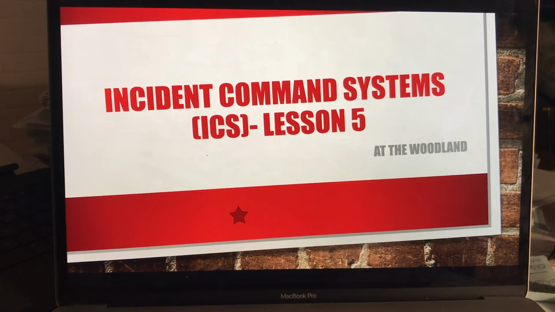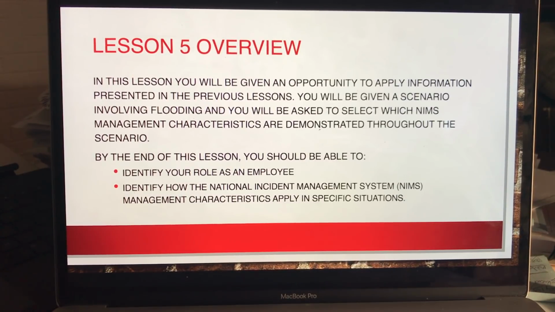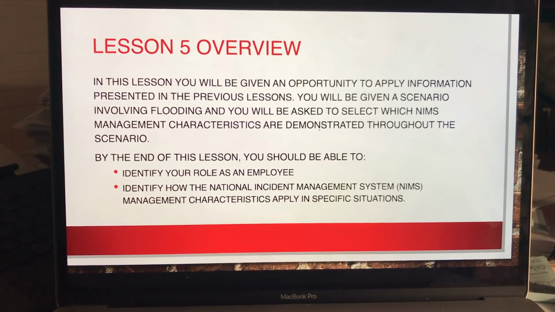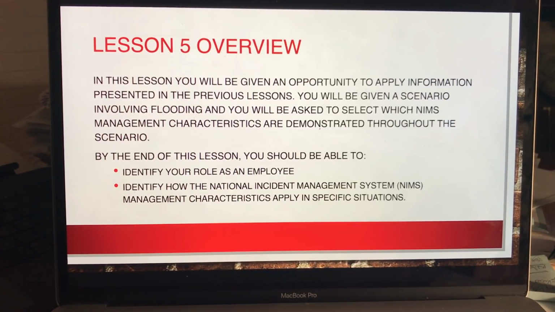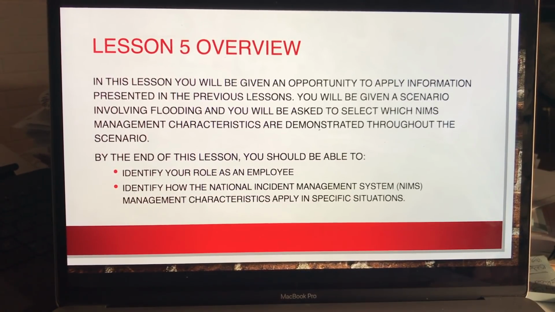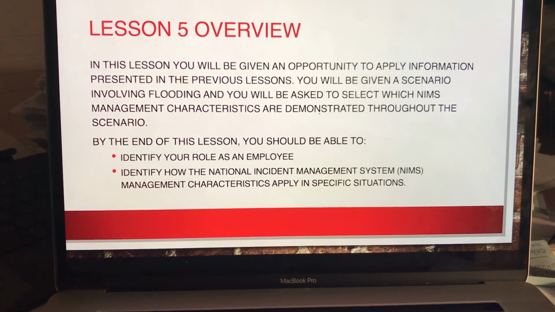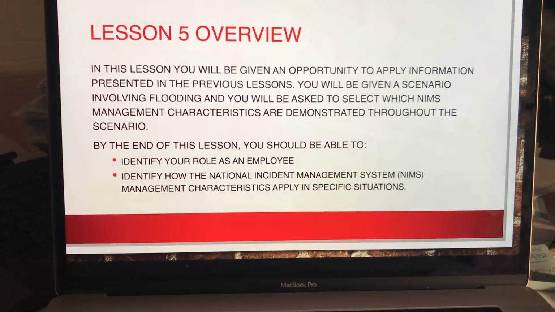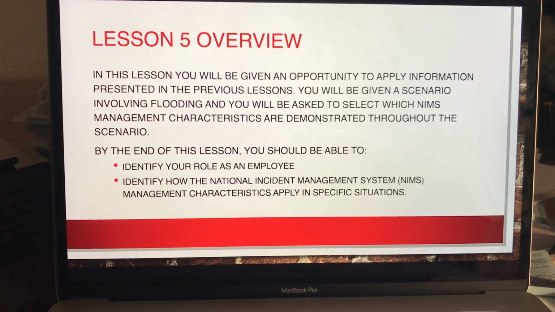Incident Command Systems Lesson 5. Lesson 5, Overview. In this lesson, you will be given an opportunity to apply information presented in the previous lessons. You will be given a scenario involving flooding, and you will be asked to select which NIMS management characteristic are demonstrated through the scenario. By the end of this lesson, you should be able to identify your role as an employee and identify how the National Incident Management System, NIMS, characteristics apply in a specific situation.